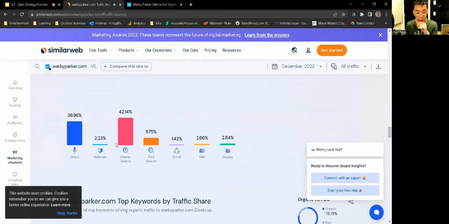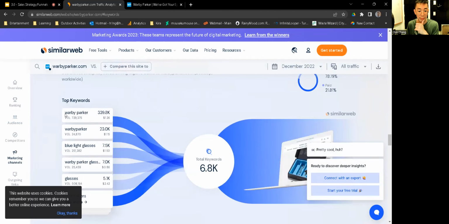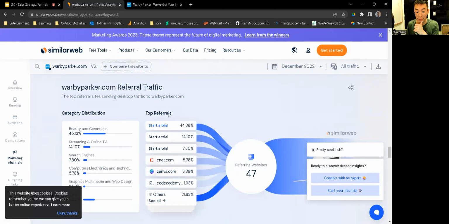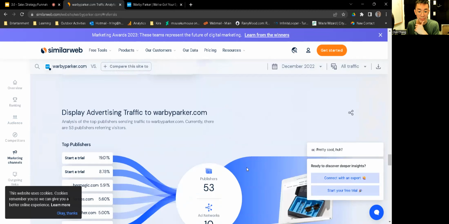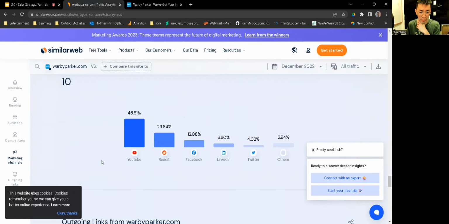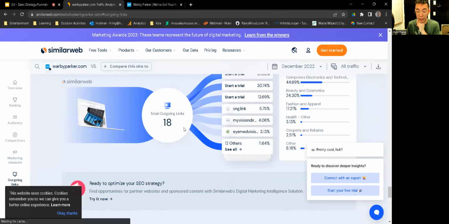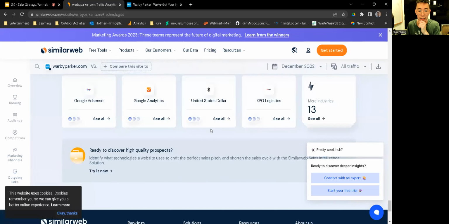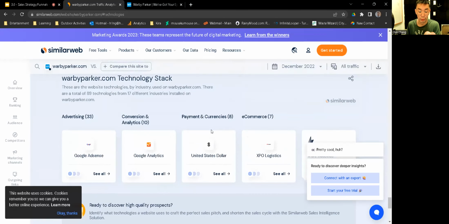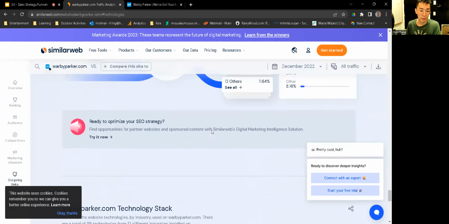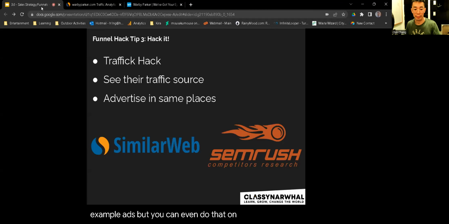So this shows how they get their traffic: organic search, paid search, social, referrals, whatnot. What are inbound keywords? What companies refer to the website? This one are display ads. Where do they run their ads? Outgoing links, you know, where do they send people to after people visit the website? Oh, even shows you what tools they use. Doesn't show you some example of ads, but you can even do that on Facebook.